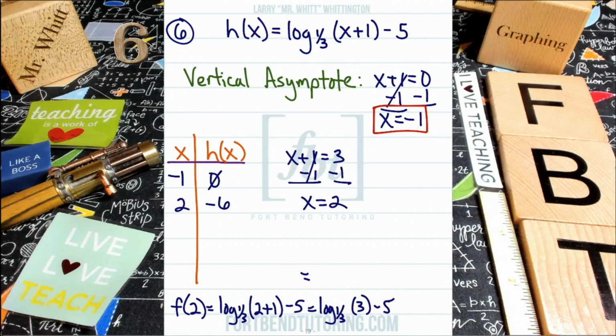From there, you'll have log of 1/3, and this is 1/3 to the negative first power minus 5. The log of 1/3 and 1/3 will all simplify to leave you with -1 minus 5, which equals -6. So this was the process used in order to generate that y value.